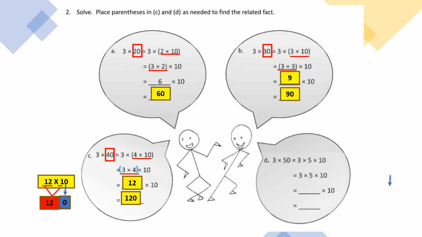All right, let's move on to letter D. Now, the problem that we are trying to solve here is 3 times 50. So they broke apart the 50 for us into 5 times 10. So instead of 3 times 50, now we have an equation that shows 3 times 5 times 10.